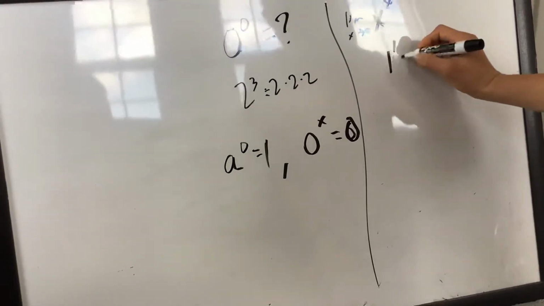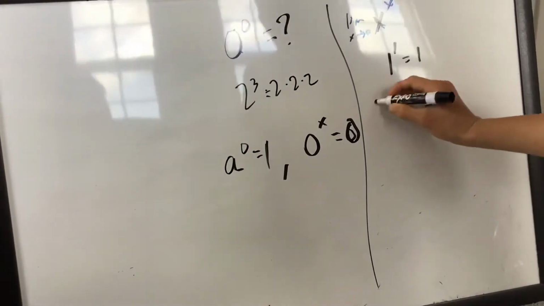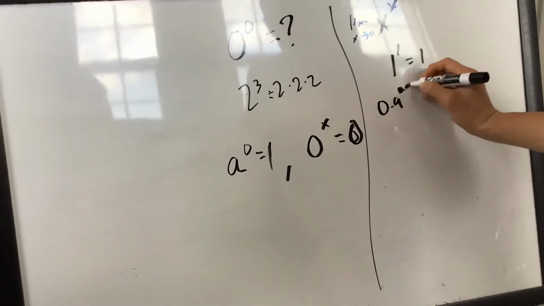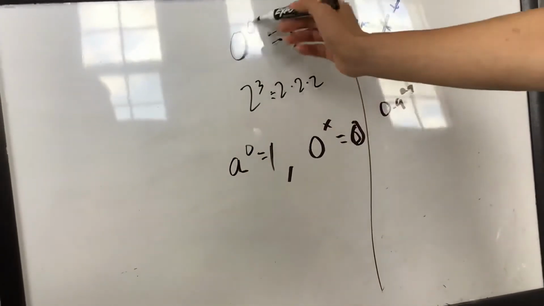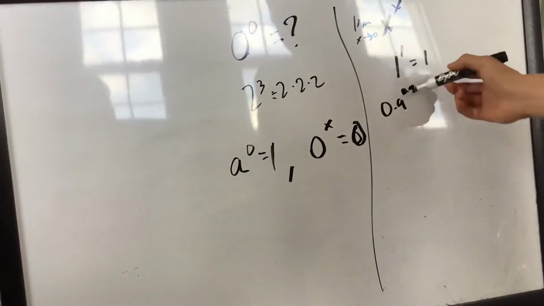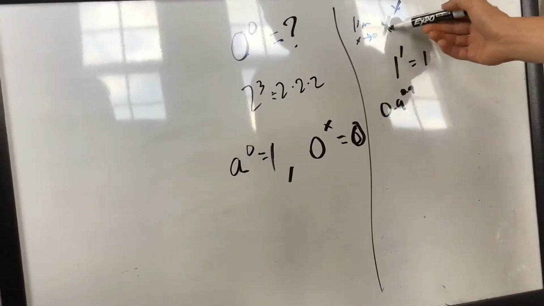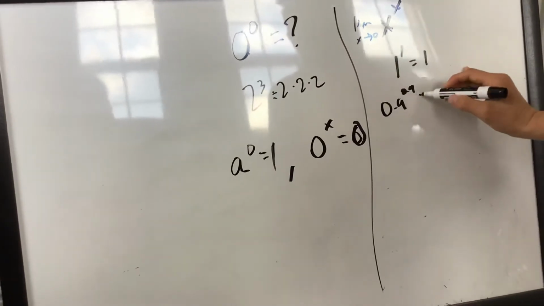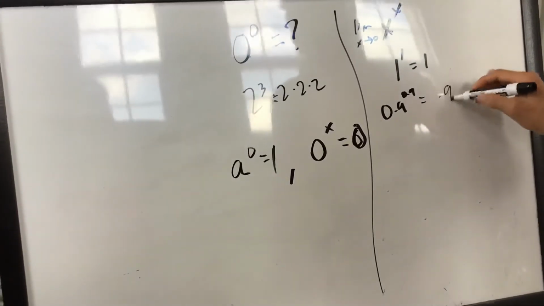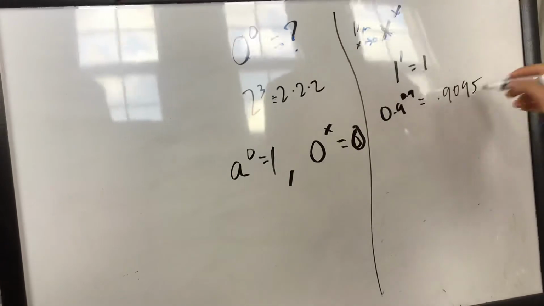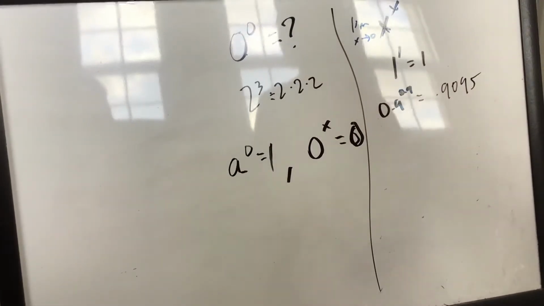So let's start plugging in numbers. 1 to the power of 1 is equal to 1. Now if I plug in 0.9 to the power of 0.9, after all, these numbers have to be the same because 0 and 0 are the same, and it wouldn't make sense to do something like 0.9 to the power of 0.8, because the function we're defining is x to the power of x. This equals 0.9095. So it seems like we're going away from 1 right now.